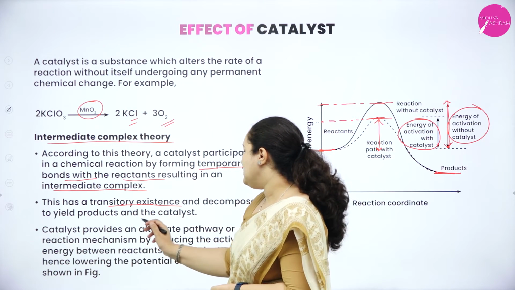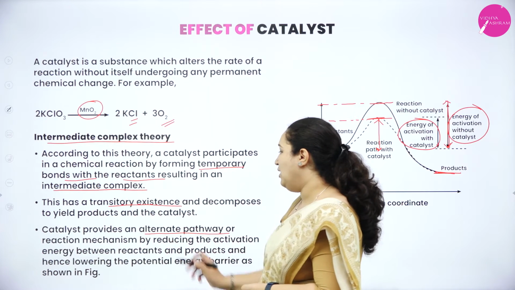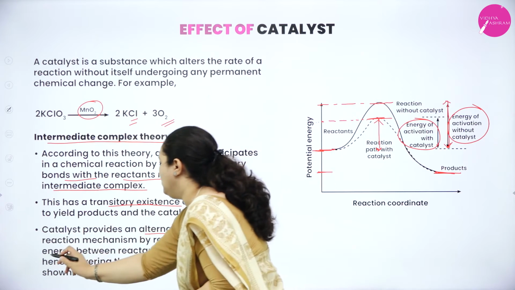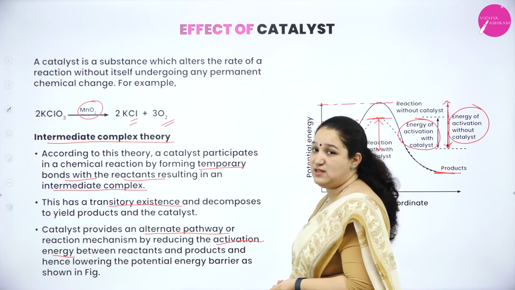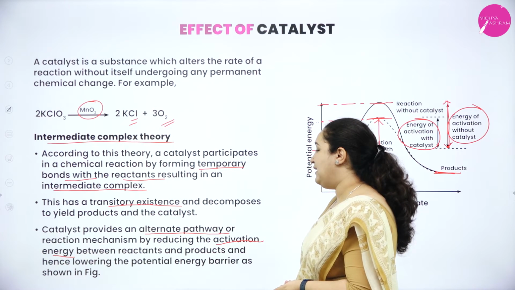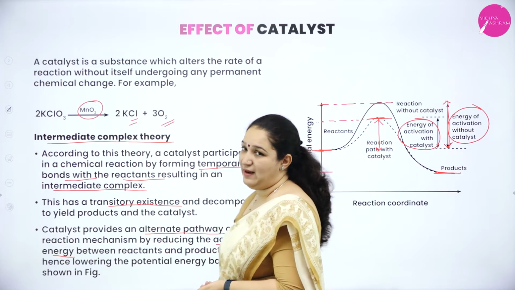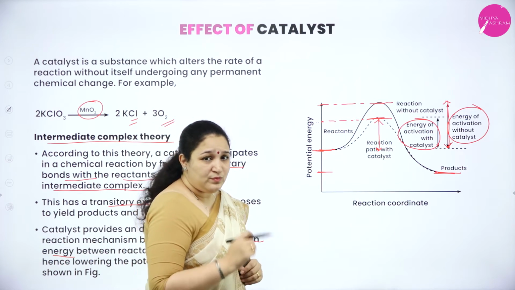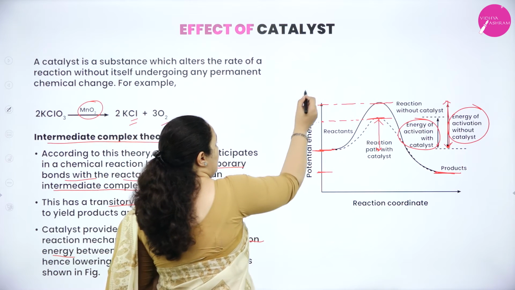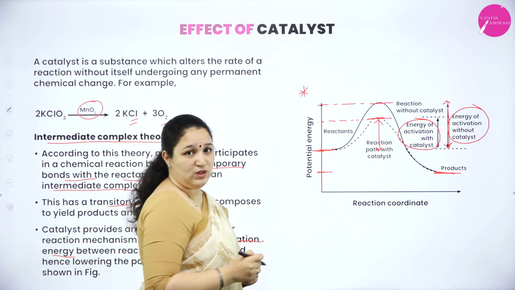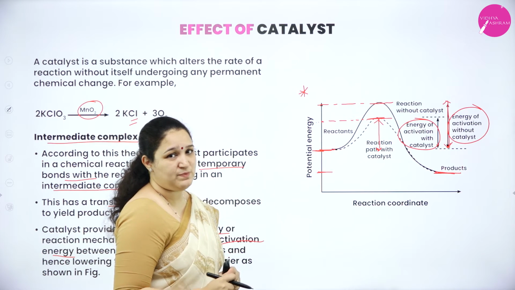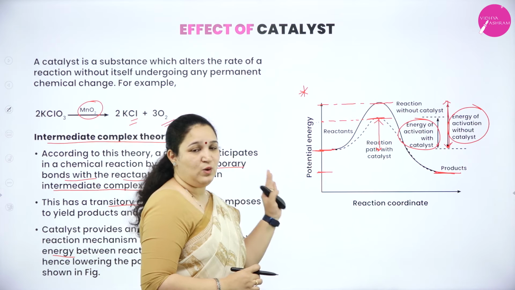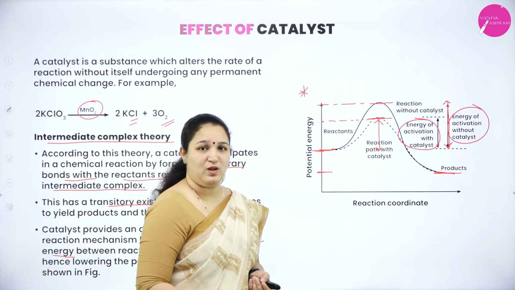Okay. The catalyst provides an alternate pathway or reaction mechanism by reducing the activation energy between the reactants and the products, and hence lowering the potential energy barrier. So I hope you have understood, and this graph is very important for you all to learn. It has been asked in a previous paper to just draw this graph with proper labeling.